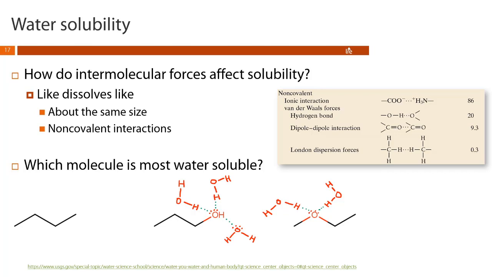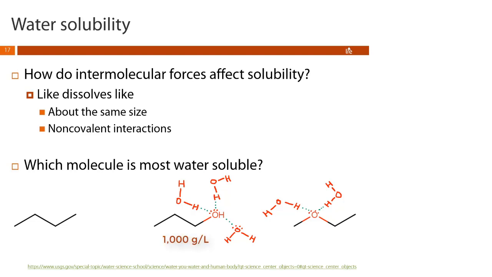So if you received a question like this on an exam, it would be safe to assume that the alcohol will have the highest water solubility because it can form the greatest number of hydrogen bonds with water, followed by the ether, and in a distant third will be our alkane, which is going to have a hard time interacting with water at all.